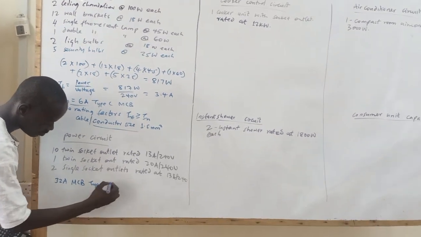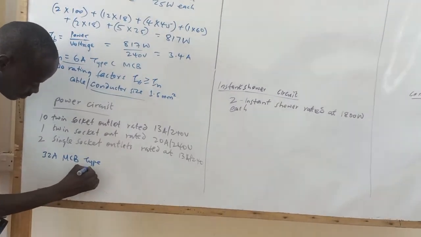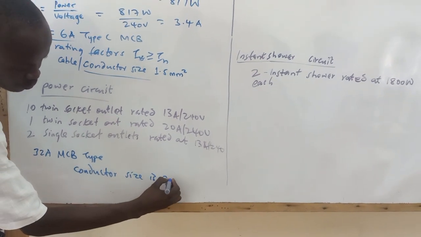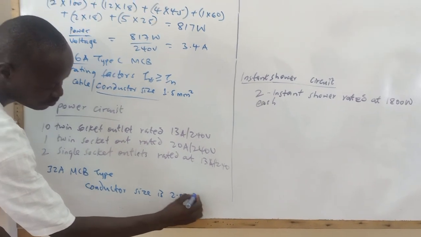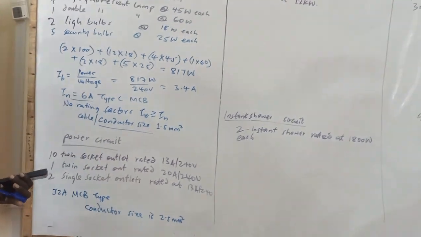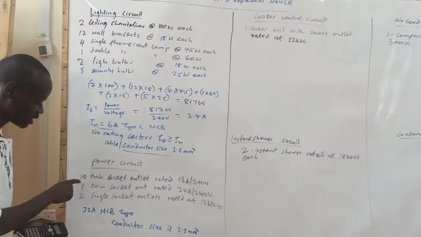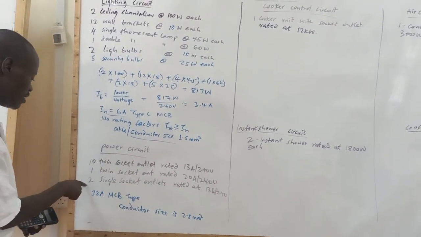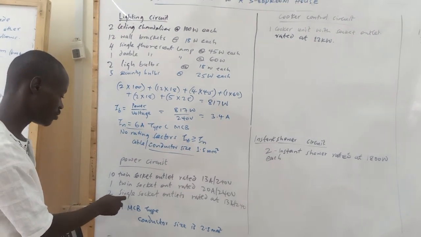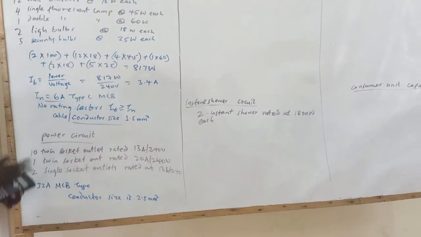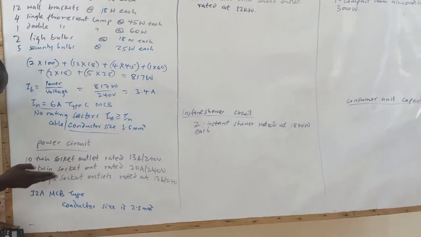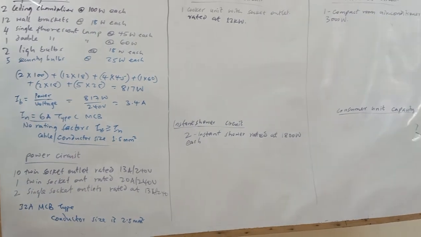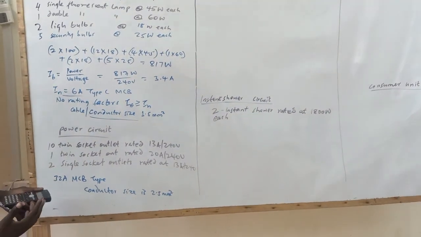And then alternatively, the conductor size is 2.5 square millimeter. In that case, all the socket outlets, which are the 10 twin socket outlets, 13 amperes, and these two single socket outlets, which are 13 amperes, so the 12 sockets will be connected on one MCB, and will be powered with the conductor size 2.5.